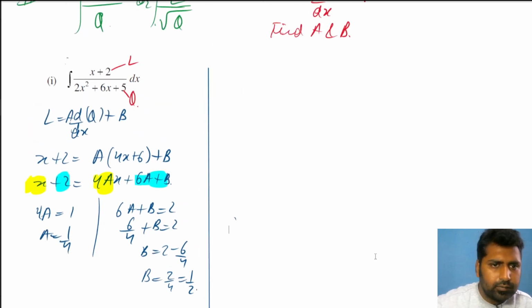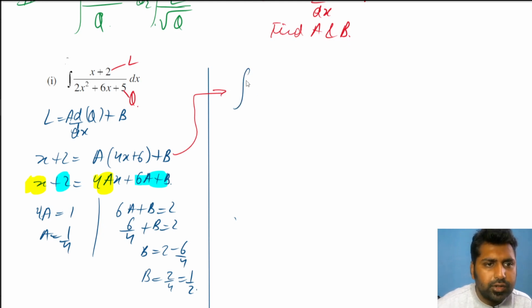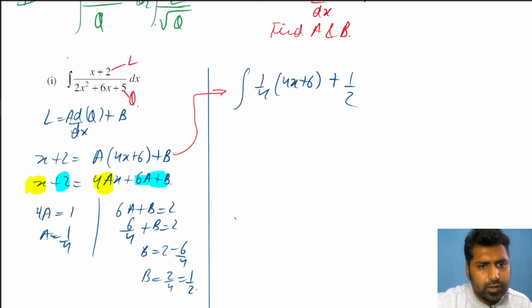Okay. I'll write the numerator x plus 2 using this. So in the integration, the numerator x plus 2 will be written as a times 4x plus 6 plus b, where a is 1 by 4 and b is 1 by 2. That's your a and b.